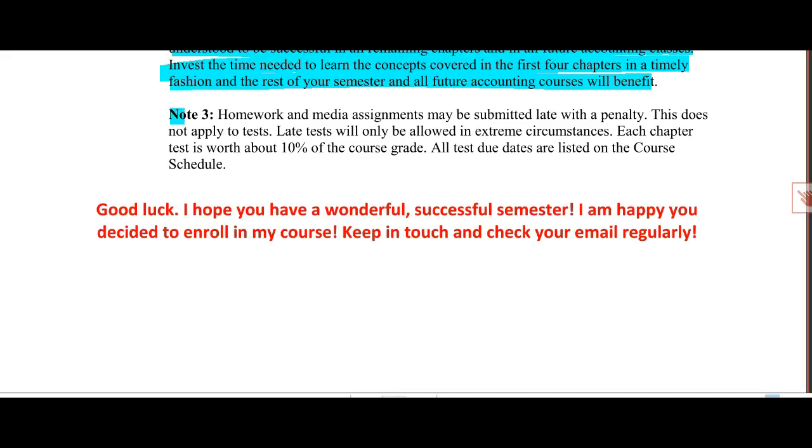Finally, note 3. Homework and media may be submitted late with a penalty, but this does not apply to tests. Late tests will only be allowed in extreme circumstances. Each chapter test is worth about 10% of your grade, so note the due dates on the course schedule. As we'll talk about when we look at that, all due dates for tests are on Sunday, so easy to remember.